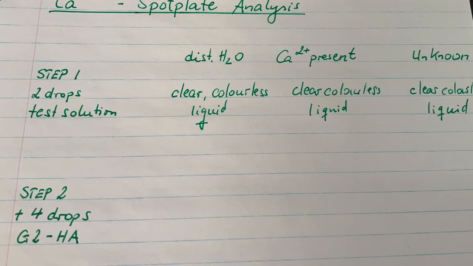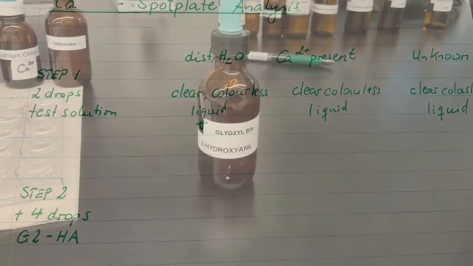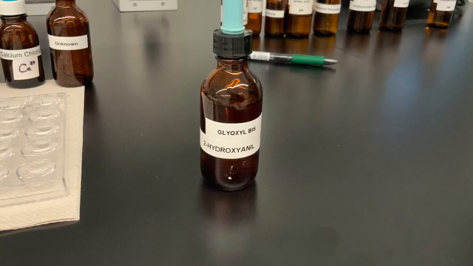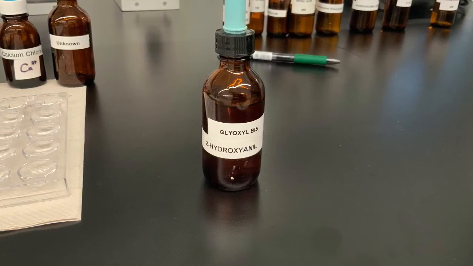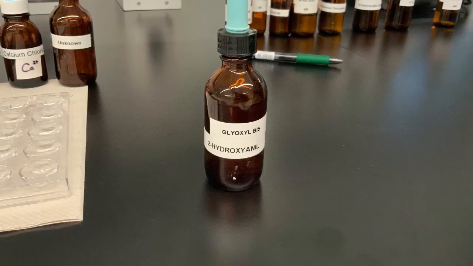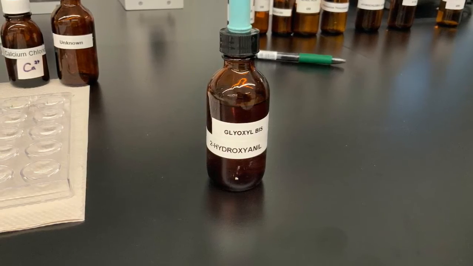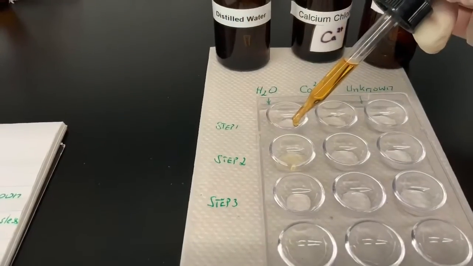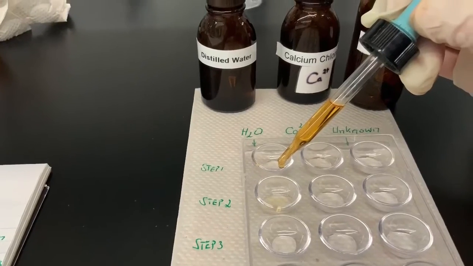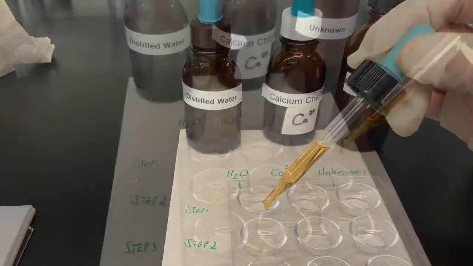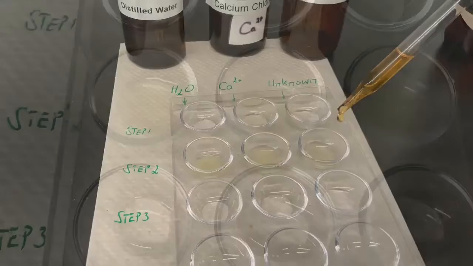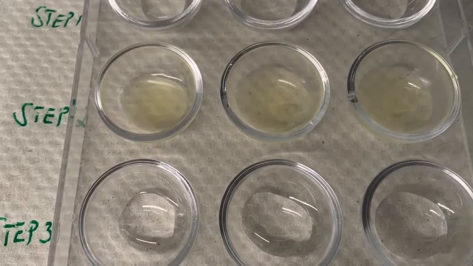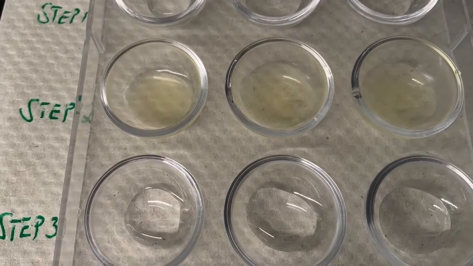Step 2 involves adding 4 drops of what is abbreviated here as G2HA, an agent that bonds with calcium ions called glyoxyl bis 2-hydroxyanyl. Now across the row for step 2, each of the 3 different liquids is combined with 4 drops of this reagent. Then we describe the appearance for each of the liquids after step 2.